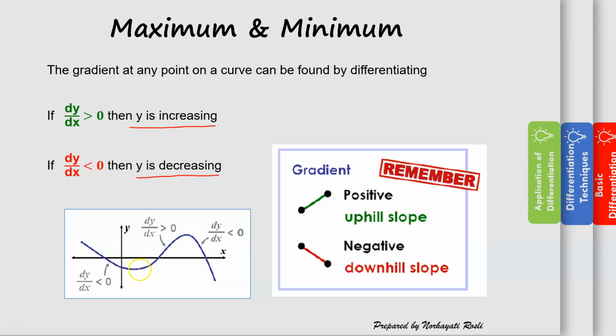So we can see that this turning point is a minimum turning point. Here is a maximum turning point. We can relate the first derivative, dy/dx, whether it is less or greater than 0, with the nature of the solution at the turning point of the curve. If the gradient is positive, we have an uphill slope, so the slope will be going up. If we have a negative value of gradient, we have a downhill slope, so the slope will be going down.